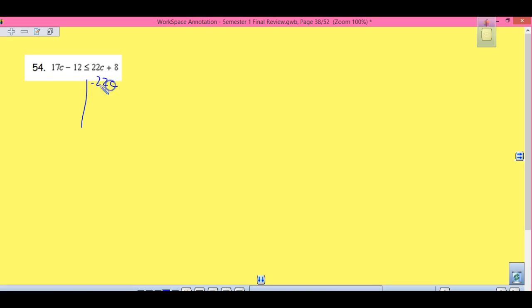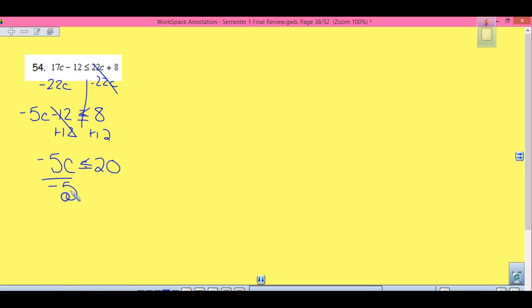Subtract 22c. What do we have? Negative 5c minus 12 is less than or equal to 8. Add 12. Negative 5c is less than or equal to 20. Divide by negative 5. C is greater than or equal to negative 4. We had to flip our sign again because we divided by that negative.